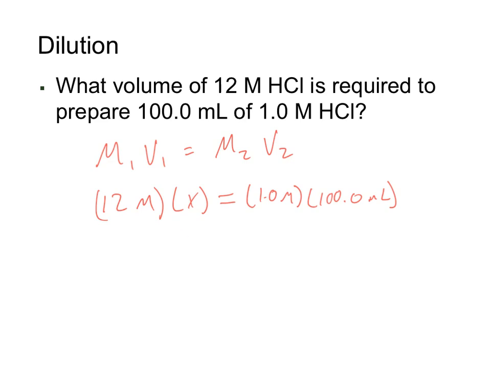And so we now solve for x. X will equal 1 times 100 divided by 12, which works out to 8.3 milliliters. And so this tells me that I want to take 8.3 milliliters of the 12 molar solution and dilute that 8.3 milliliters up to 100 milliliters. In doing so, I will then have 100 milliliters of 1.0 molar hydrochloric acid.